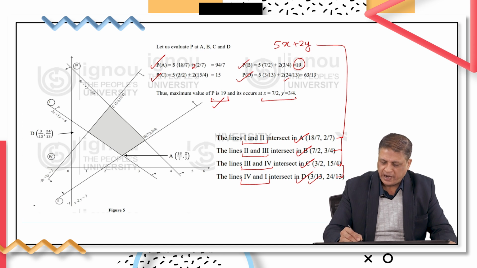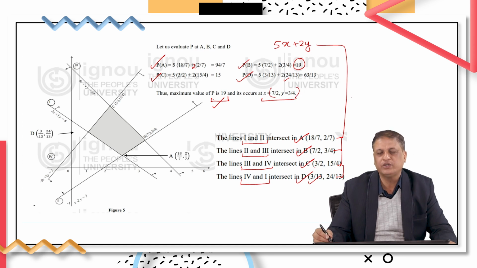is of 19 units and occurs at point B, wherein the x value is 7 by 2 and y value is 3 by 4. So, I hope you understand by applying the understanding of the concepts given in the last session that the objective function is given to you, constraints are given to you, non-negative constraints are given to you.